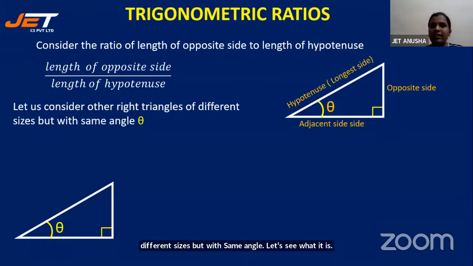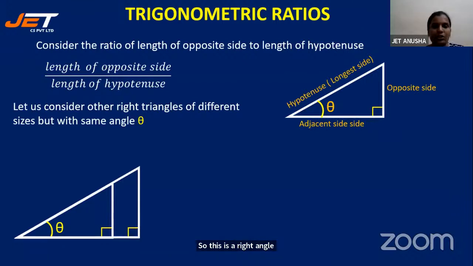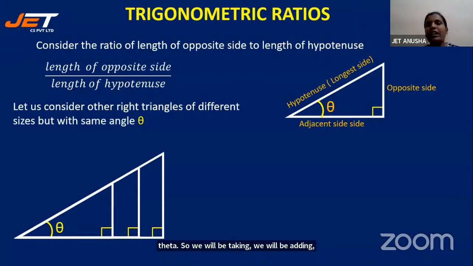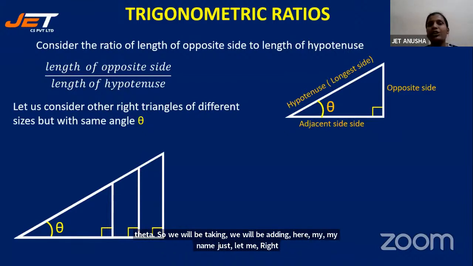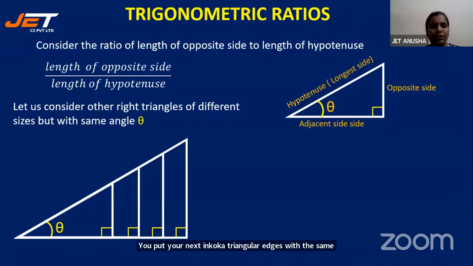So this is a right angled triangle with some angle theta. We will be adding another triangle to the existing right angle triangle, right? Now look, next we have added another triangle with the same angle theta. Here the theta is not changing, right? So here we have drawn one more triangle.